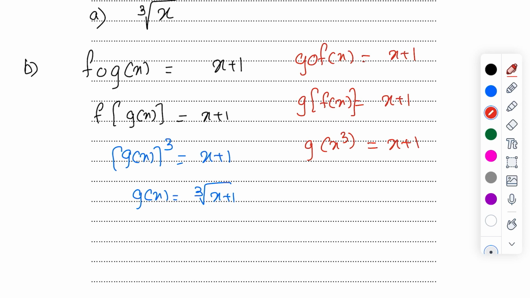So what should be the value of g of x? When I plug x cube into the function g, I get x plus 1. So obviously g of x will become cube root of x, because x cube's opposite is cube root of x, because x cube is becoming x, and 1 is getting added. So g of x is going to be cube root of x plus 1. When I plug in x cube, cube and cube root get cancelled, I get x, and plus 1 is already there.